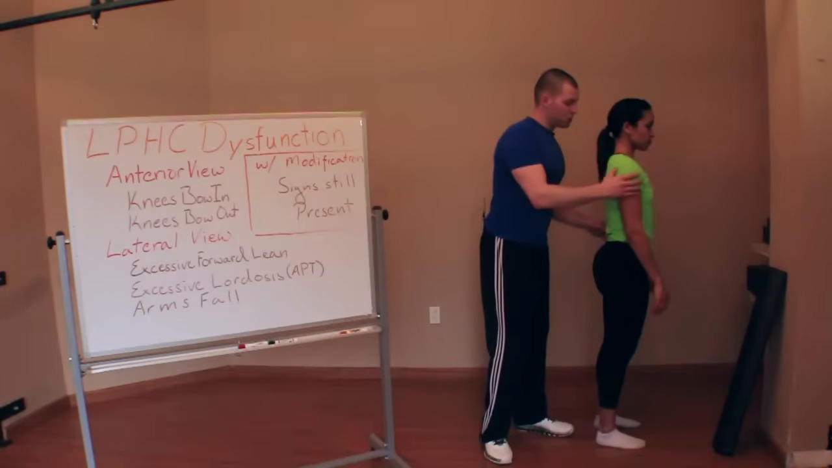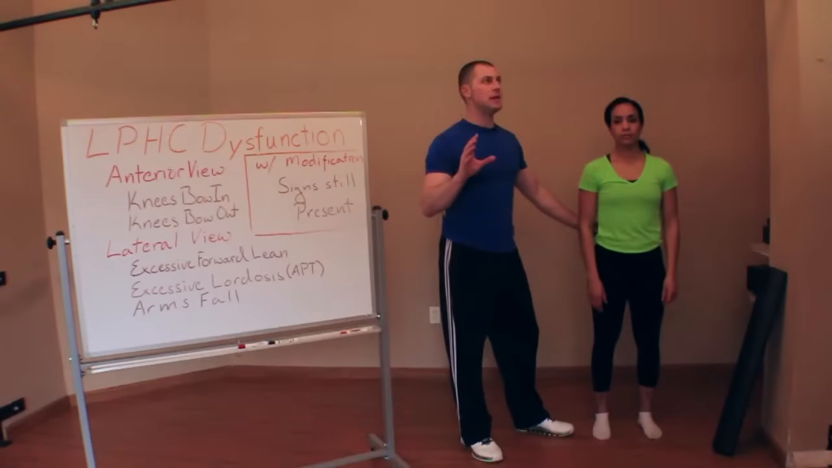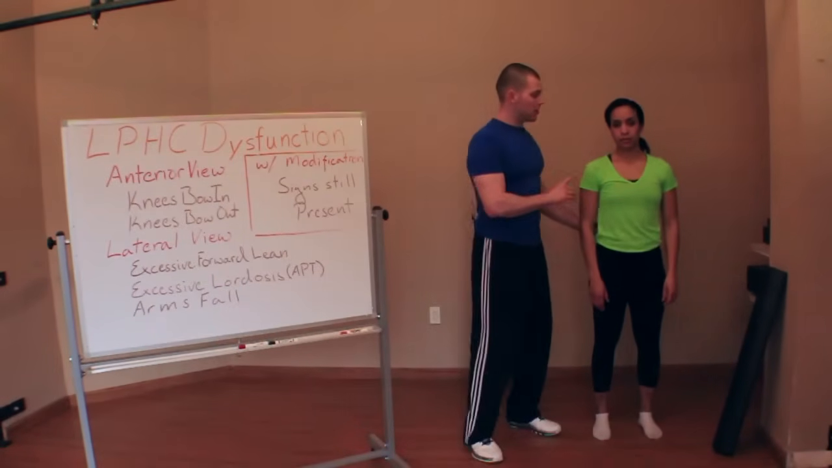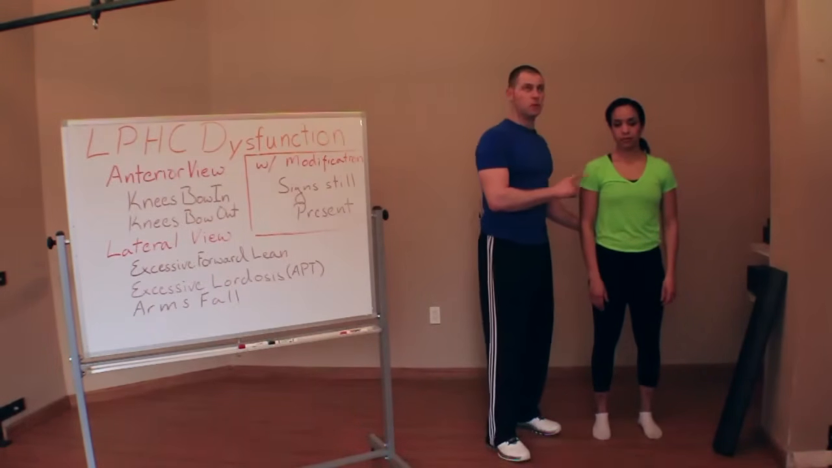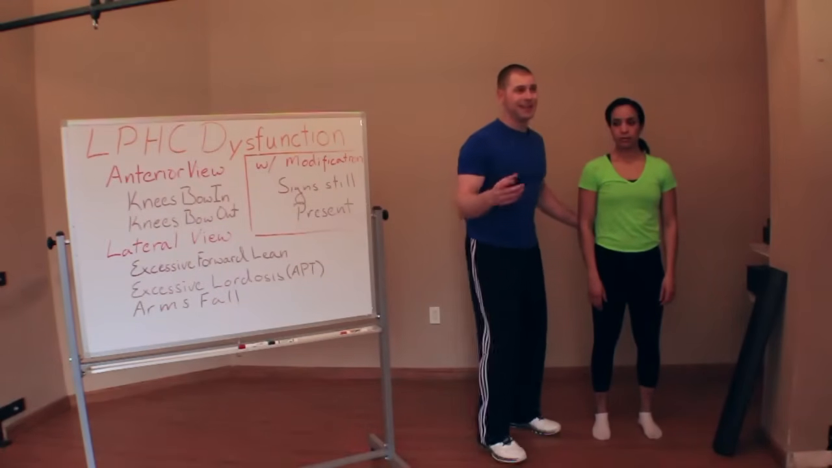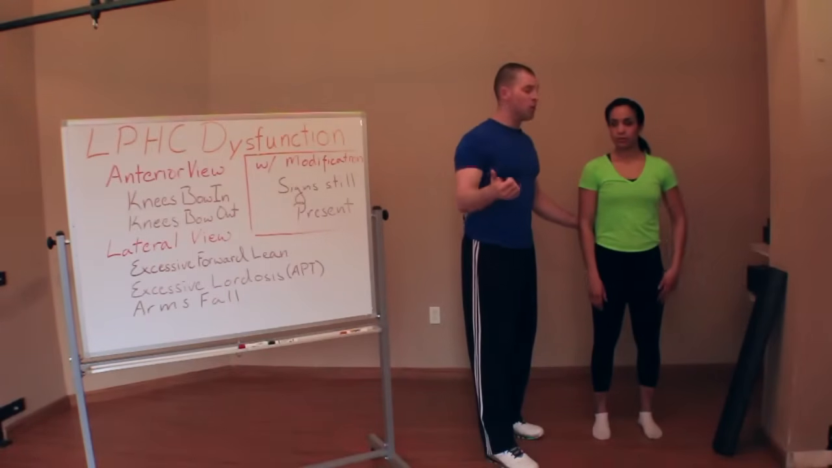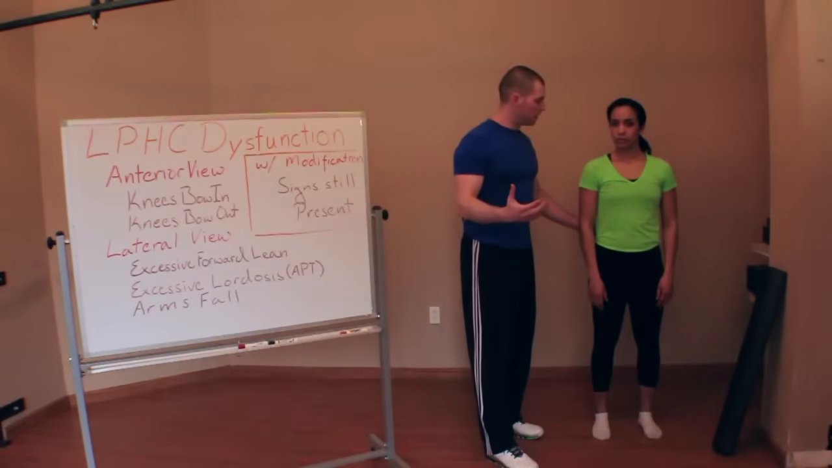So let's have her turn around forward again. We have a couple things that we need to figure out here. She had arms fall forward, which we know can come from overactivity in her latissimus dorsi, which we know can also come from either upper body dysfunction or lumbopelvic hip complex dysfunction. So how am I going to figure this out?